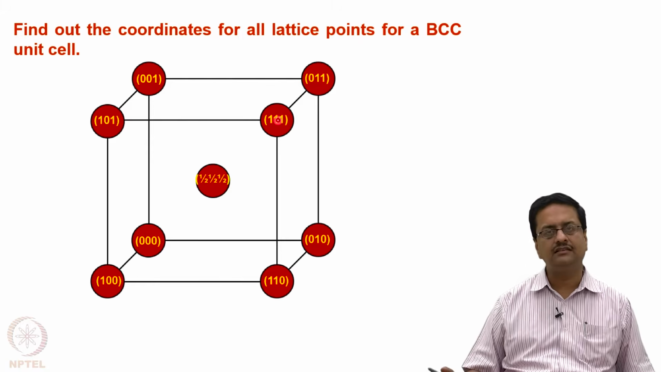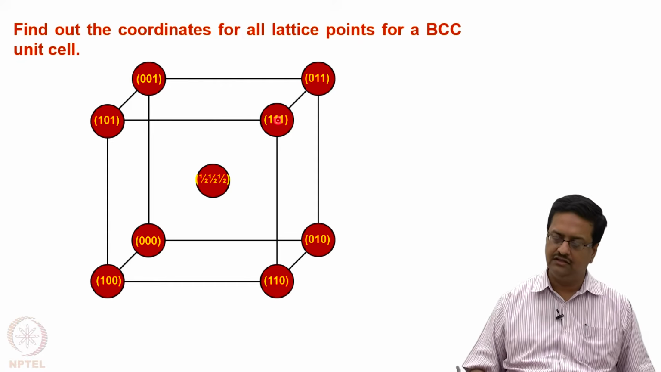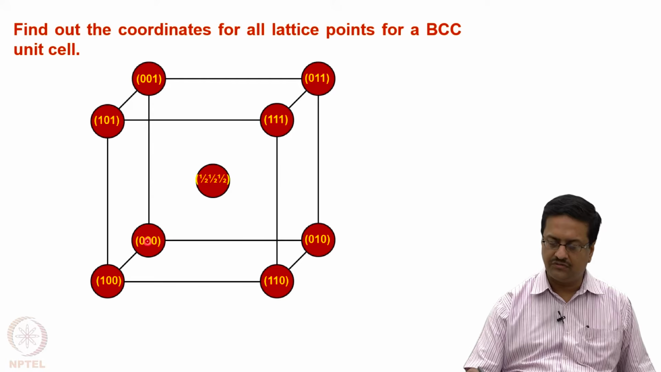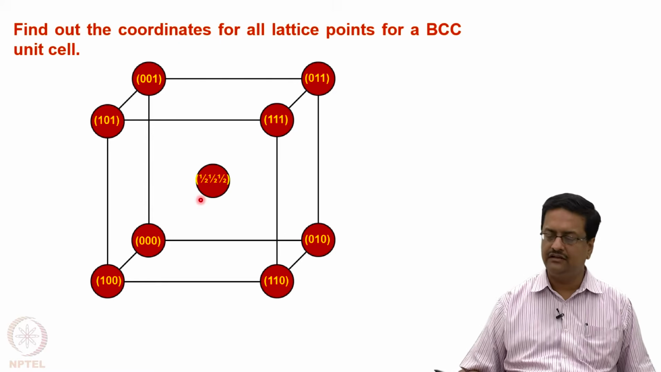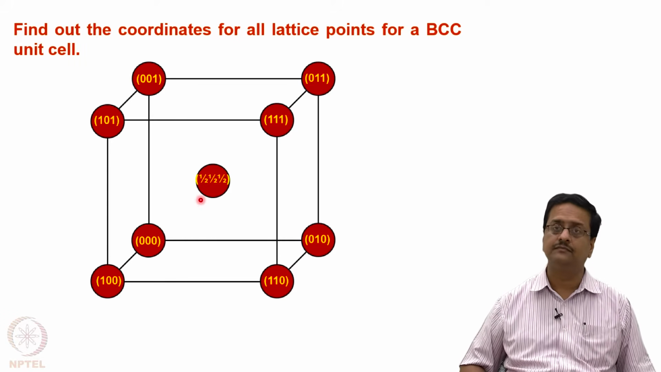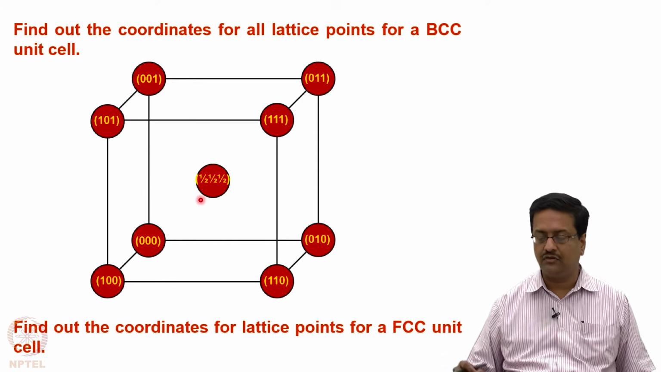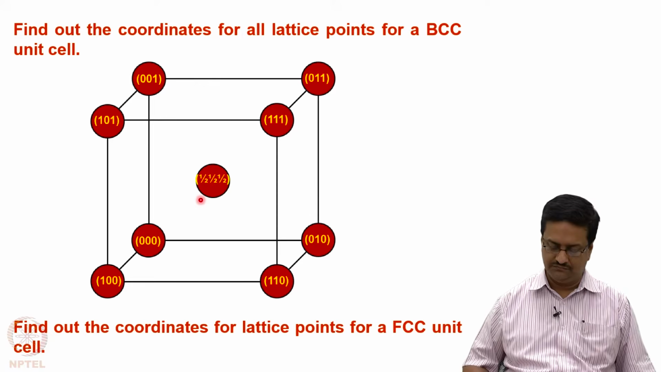The point at the center of the lattice, which is a body-centered unit cell, is then half, half, half. That means from the origin we travelled half along x, half along y, and then halfway along z, and reached the center of the lattice, designated as half, half, half. For your homework, find out the coordinates of the lattice points for the FCC unit cell.